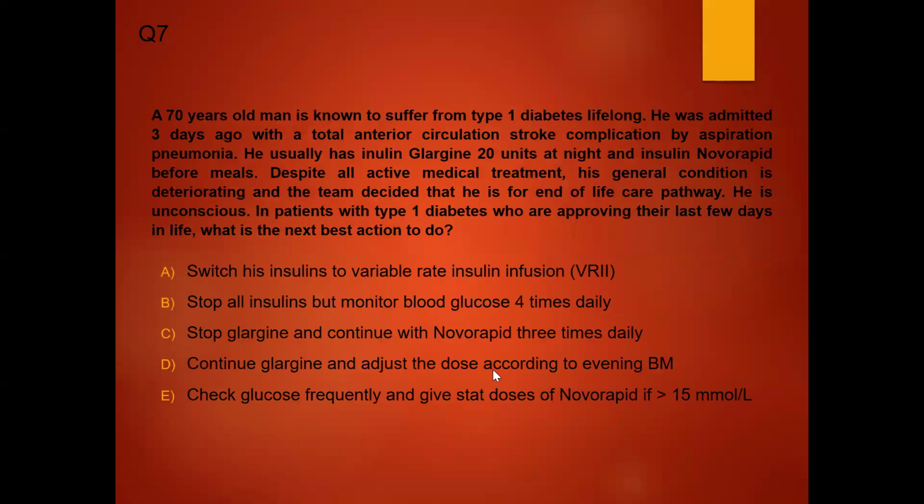Question number 8, we have a 70-year-old man known to suffer from type 1 diabetes lifelong. He was admitted 3 days ago with a total anterior circulation stroke complicated by aspiration pneumonia.